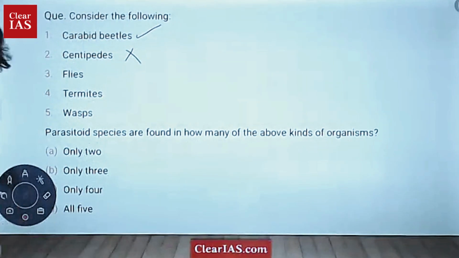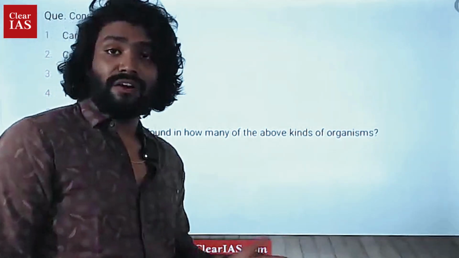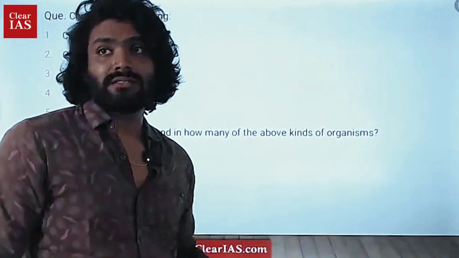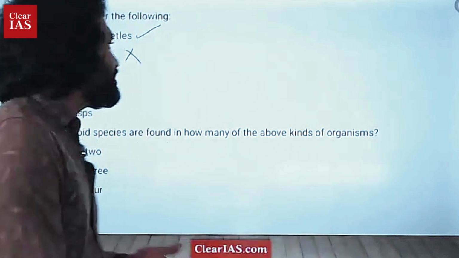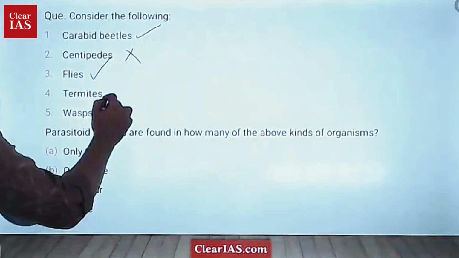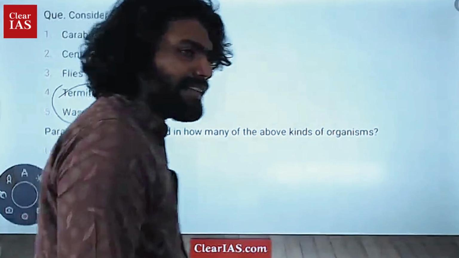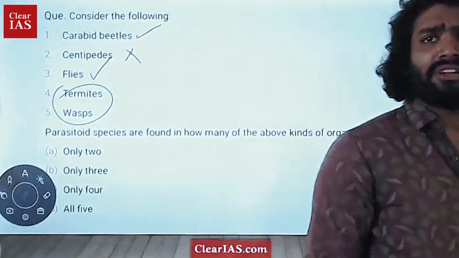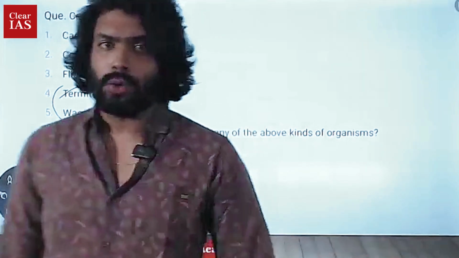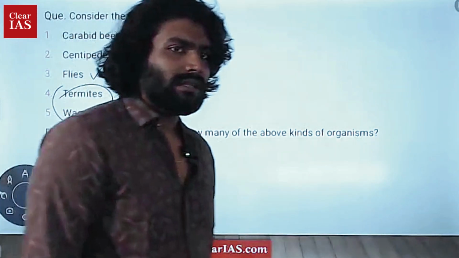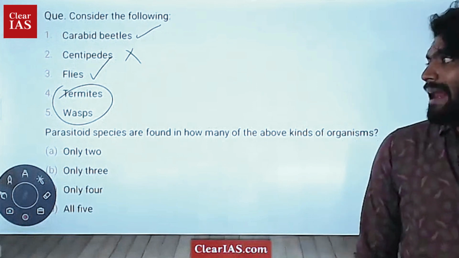Then flies. Yes, among the different kinds of organisms, many kinds of flies, or species of flies, are actually parasites. Very, very simple. Then termites and wasps. Termites, as you may know, are actually found in wood and many things. They are not actually a parasitic animal. Termite is a specific organism. There are not many kinds of that. They are actually not a parasitic organism.